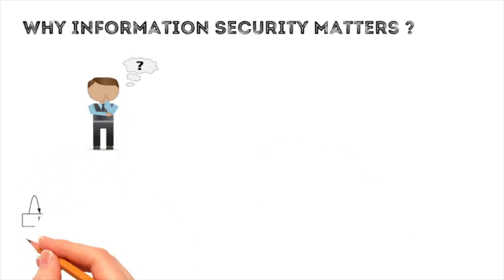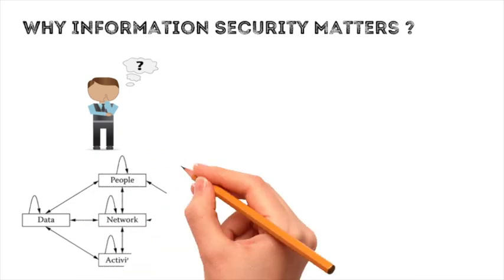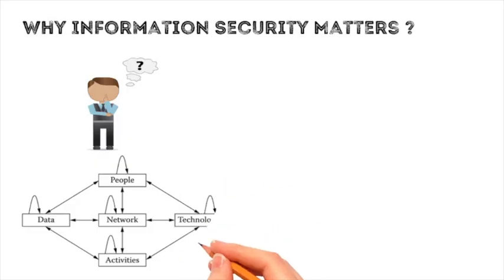But assets are interconnected. To protect one, the whole environment must be secure. For example, securing only a database is not enough. The servers, networks, and users linked to it must also be protected. Information security management covers multiple layers. It is not just about technology. It also includes people, networks, activities, and the data itself. Think of it like a chain. If one link is weak, the entire system is at risk.